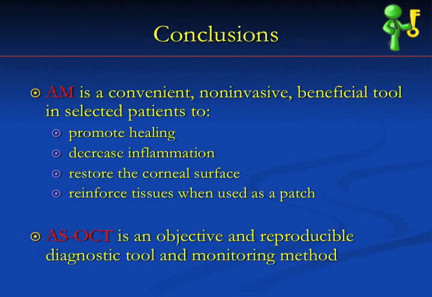In conclusion, the amniotic membrane is a non-invasive, easy to use, very convenient, and most of all, beneficial tool that can be used in selected patients. The characteristic that makes it such a success is that it does promote healing, it cuts down on the inflammation, it can restore the corneal surface, and when you have selected cases, it can give more strength to the tissue. In this particular case and presentation, as you can see, the anterior segment OCT is a very easy to use, objective and reproducible diagnostic tool in order to monitor your treatment.